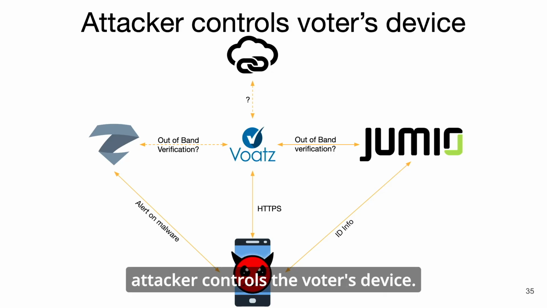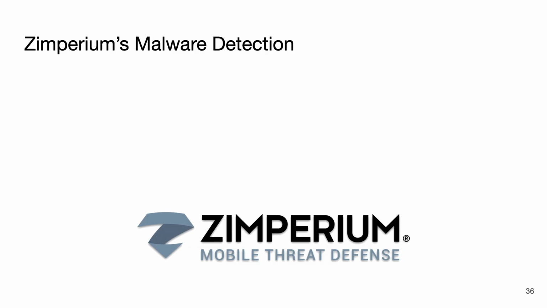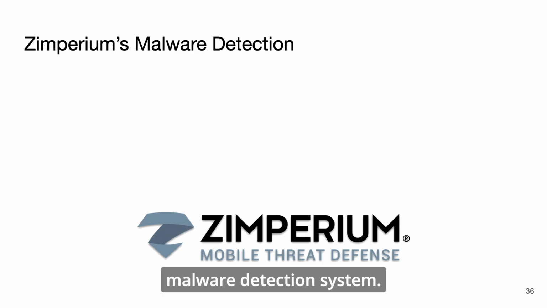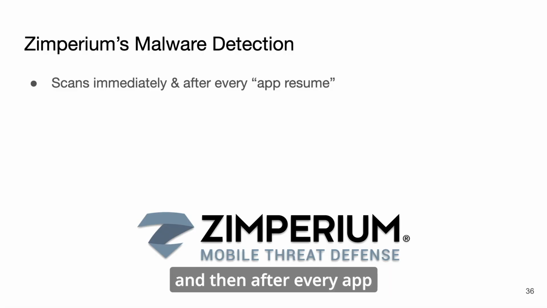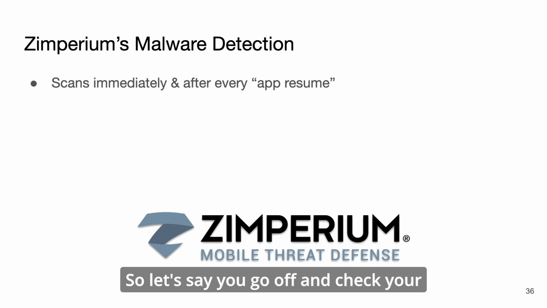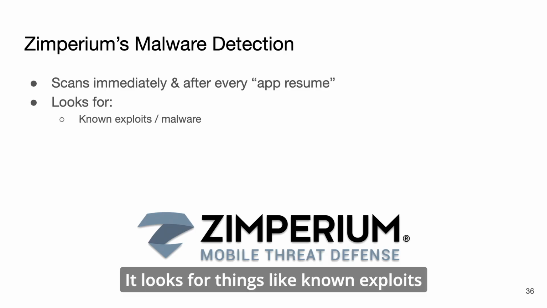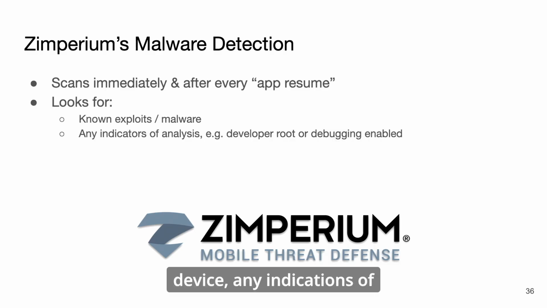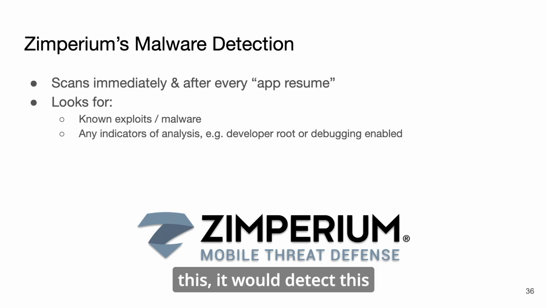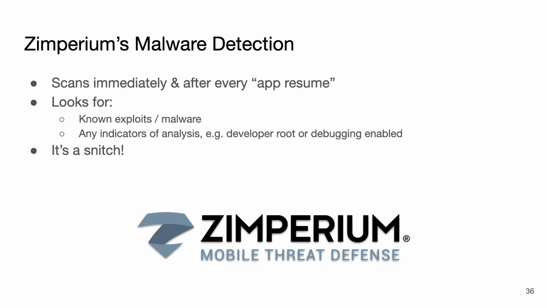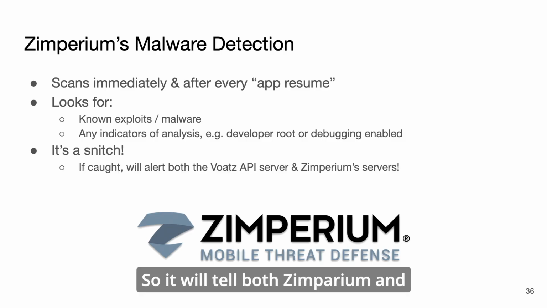So let's assume that an attacker controls the voter's device. Let's go into Zimperium's little malware detection system. What this thing will do is it'll scan your device immediately and then after every app resume. So let's say you go off and check your email or something like that, and you come back to the app. It then scans your phone for whatever maliciousness happens to be there. It looks for things like known exploits or malware on the device, and any indications of analysis. So for example, if you enabled a debugger or something like this, it would detect this and flag it. And it'll snitch on you. It'll tell both Zimperium and Votes' API servers that you were doing something that they didn't like.